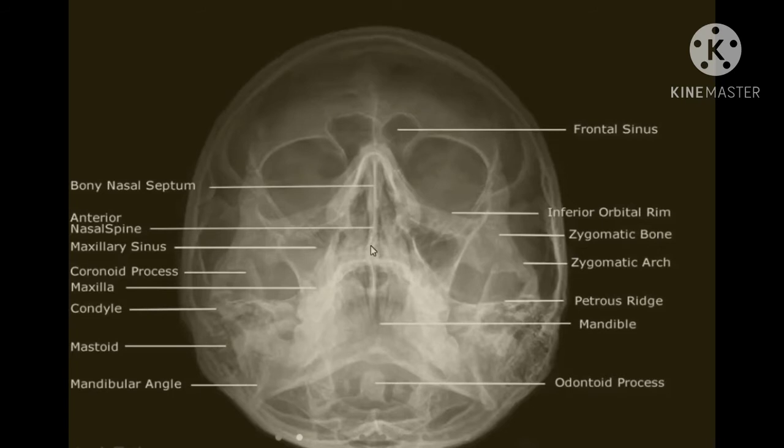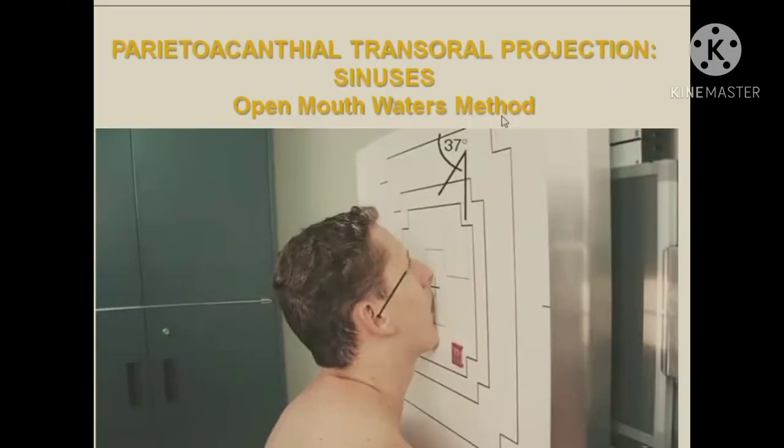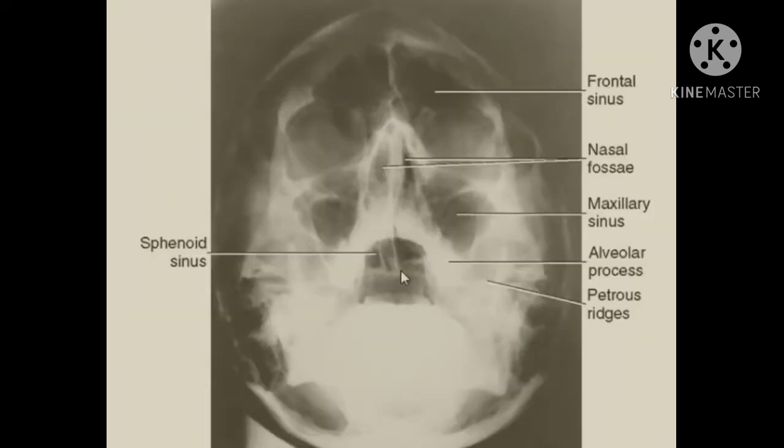As you are seeing in this X-ray, we are able to see three sinuses except for the sphenoid sinus, plus the zygoma and the zygomatic arch are clearly visible in this Waters view. Now if a similar X-ray is taken with an open mouth, it is known as parieto-canthal transoral projection, that is open mouth Waters view. The special thing about this is we are also able to visualize the sphenoid sinus. So an open mouth Waters view gives us visualization of all the four sinuses.